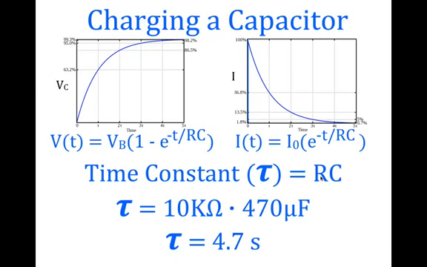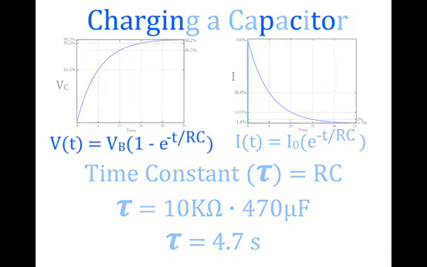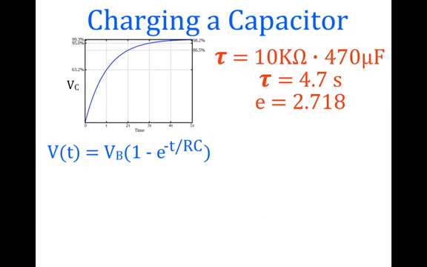Now let's look a little bit more closely at the voltage. Okay? So again, we're charging. This is the graph of the voltage with respect to time. This is the equation that we're going to use. Now, this is the voltage of the battery times 1 minus e raised to the power of minus t over RC.